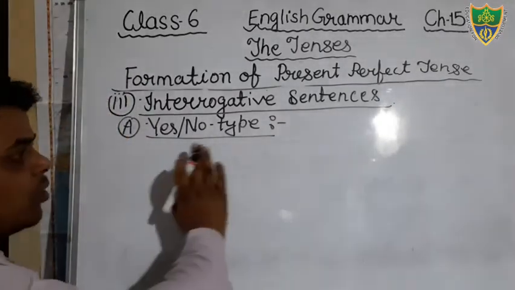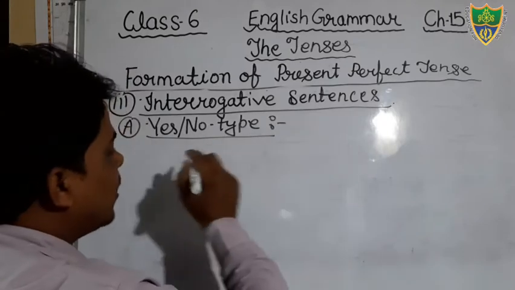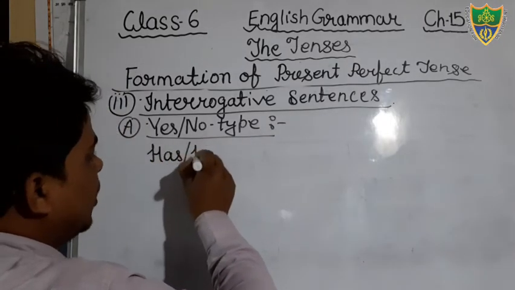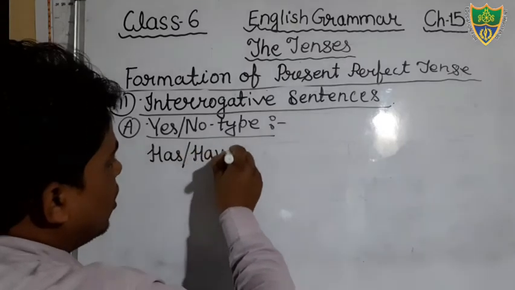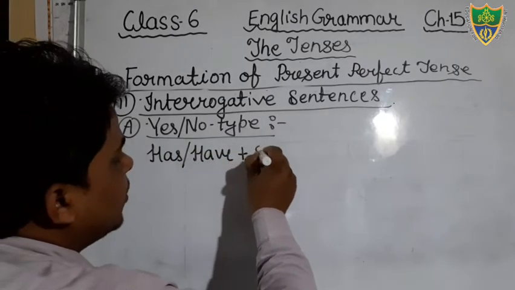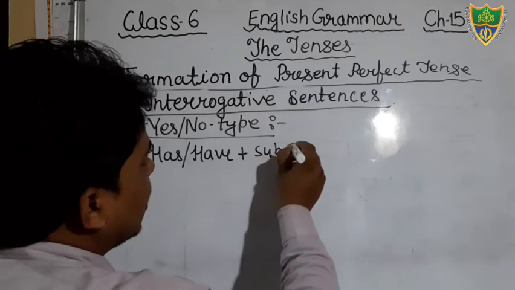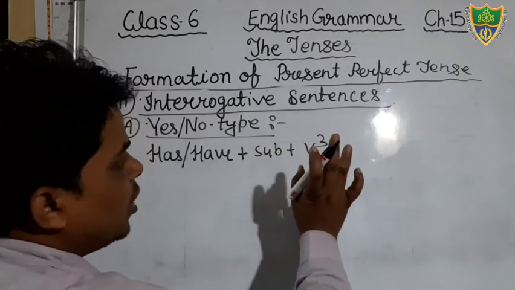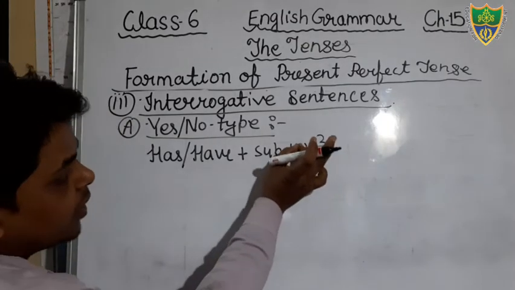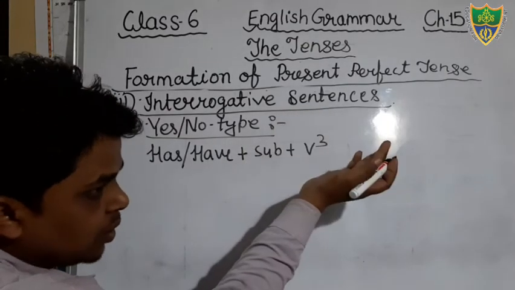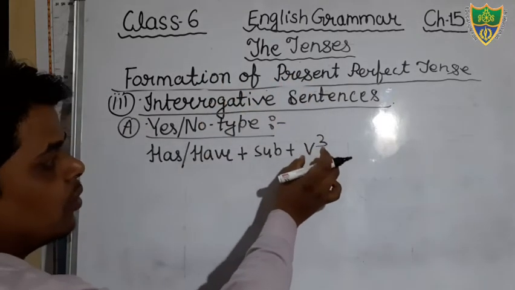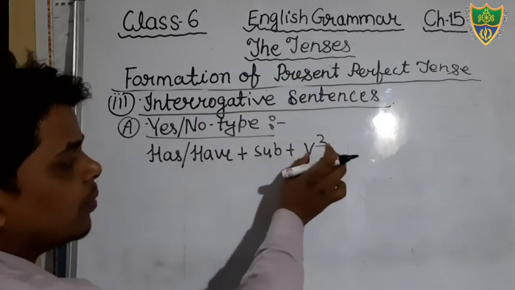So here, what helping verb will we use? I have already told you, has and have, according to the subject. Okay, then after that we will use the subject, then after that we will use the third form of the verb. Okay, if there is a negative word, then we can also put it here just after the subject. If there is no negative word, we will use the third form of the verb just after the subject.